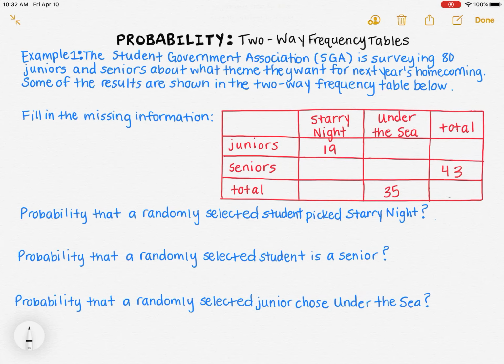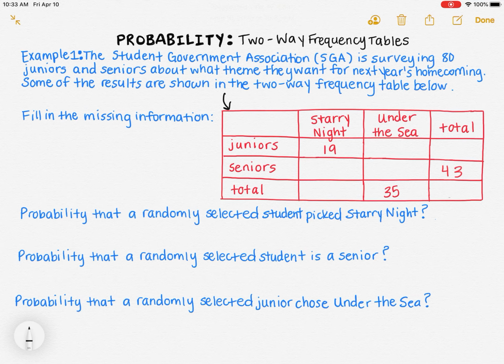Hi friends, in today's video I'm going to be going over two-way frequency tables, how to make them, and how we can find probabilities based on them. Two-way frequency tables look like what I have drawn right here, and I'll read the example in a second. Basically, they are a way for us to present numbers and data, and we can also find probabilities using the data in the table. It's a way to organize data from different situations.